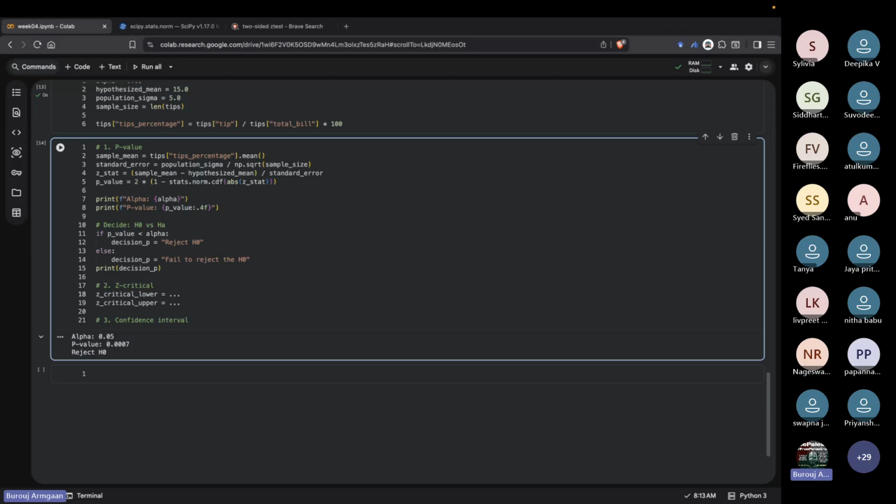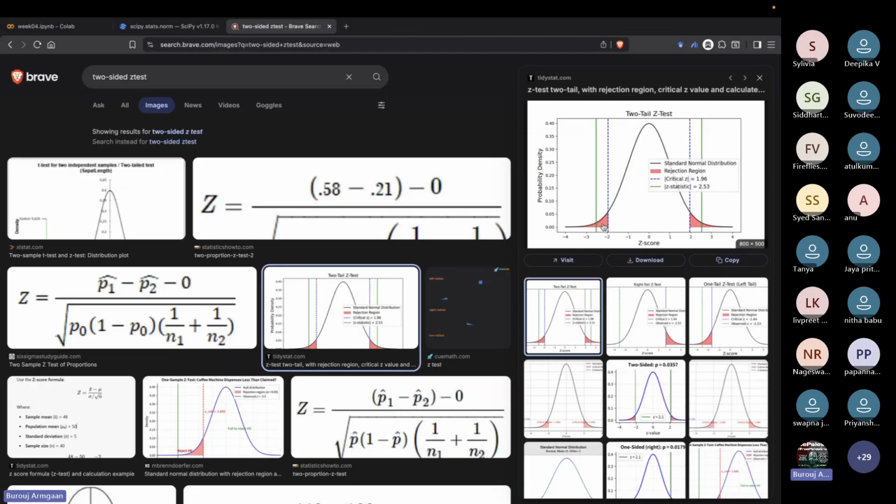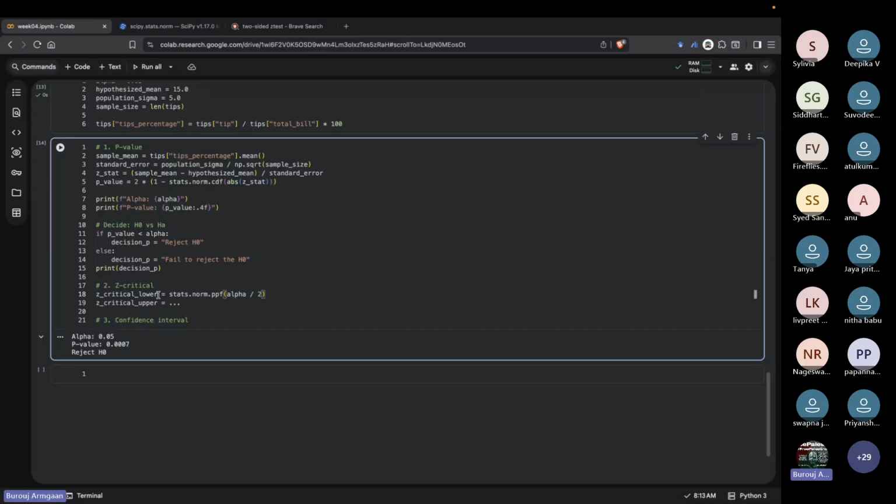So how do we compute that? For the lower side, it is simply stats.norm.ppf. As I said, ppf is just the inverse of cdf. You already have the area, you want the value that gives you that area. On this side, you will use alpha divided by 2. Why are we dividing it by 2? Because we have to distribute it on two sides, half on this side, half on this side. So alpha divided by 2 is our z critical lower. For the z critical on the upper side, we take 1 minus alpha divided by 2.